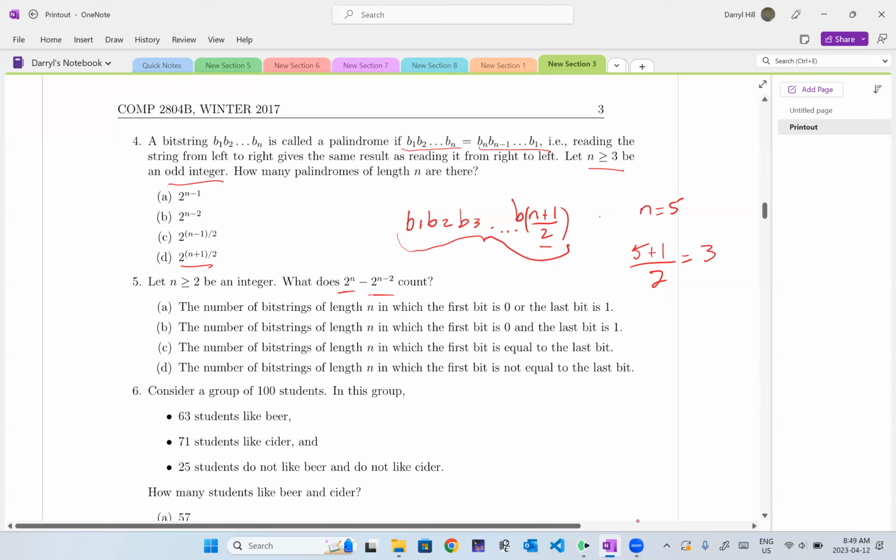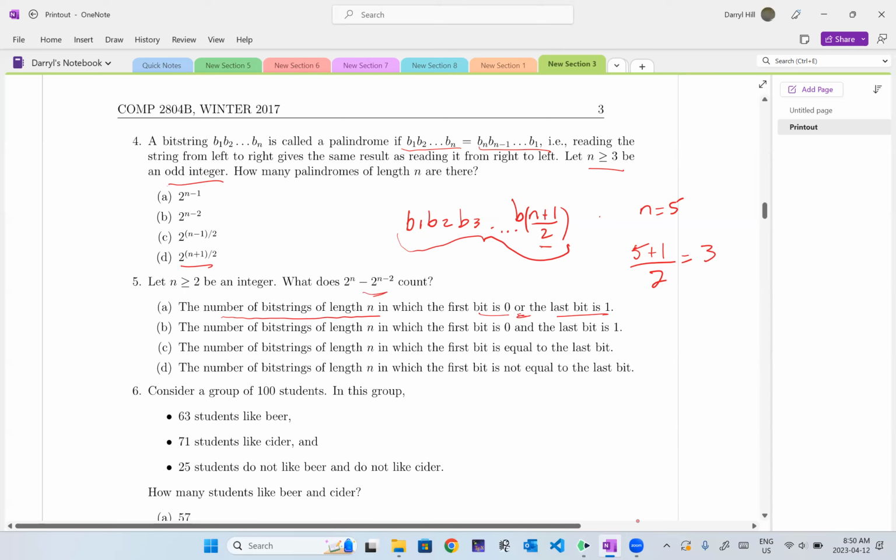Oh, yeah, well, it doesn't exactly unfold like that, but let's take a look at some of the options. The number of bit strings of length n in which the first bit is 0 or the last bit is 1. How many of those are there? Well, the or is again union. So if I count them, I'm going to use inclusion-exclusion, which does subtract something.